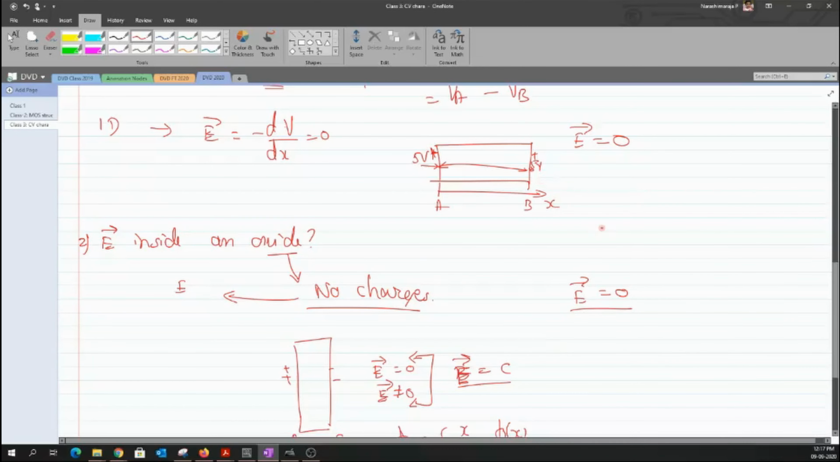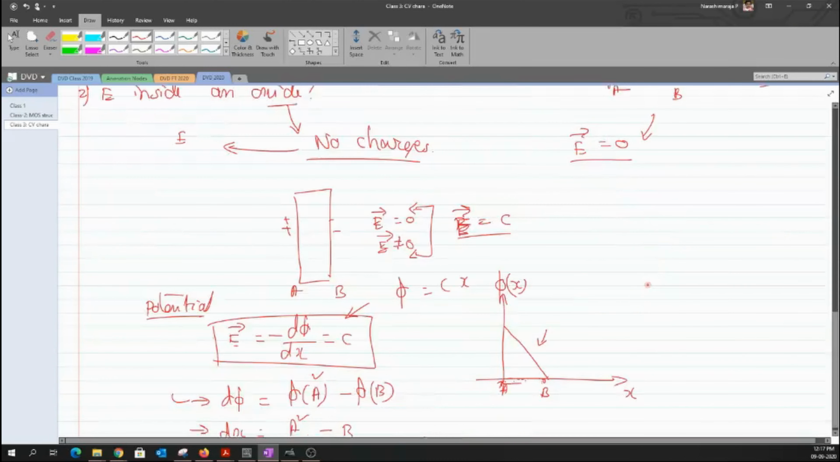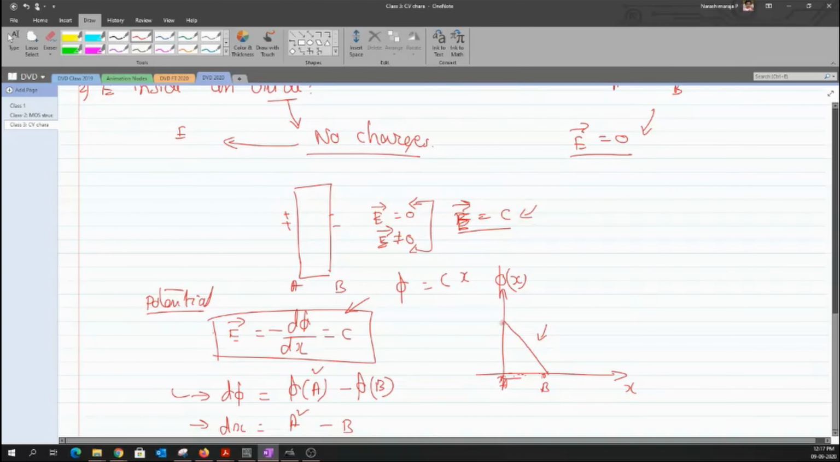So when I go along the distance, both point A and point B will have the same potential. If it is 5 volt, it would be something like this. This is my phi graph. A 5 volt would be a constant line across both sides. But when I have a constant electric field, then you would have a kind of variable voltage across it. It's something like a resistive component.